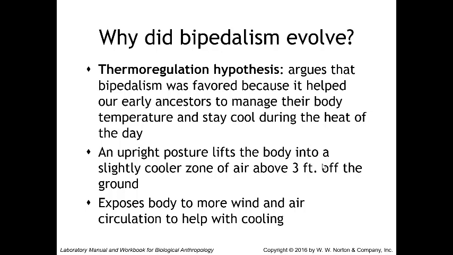This says that an upright posture will lift the body into a slightly cooler zone of air above 3 feet off the ground. This then exposes the body to more wind and air circulation, which helps with cooling down the body. Critics of this theory have noted that the earliest hominins lived in environments that still afforded plenty of tree coverage, in which they could find shade during the hottest times of the day. So that upright posture was not really necessary to regulate the body temperature.